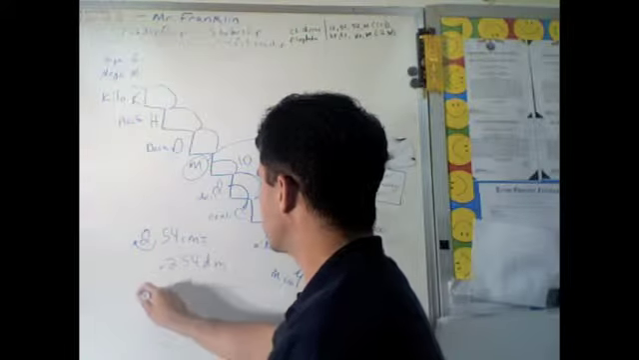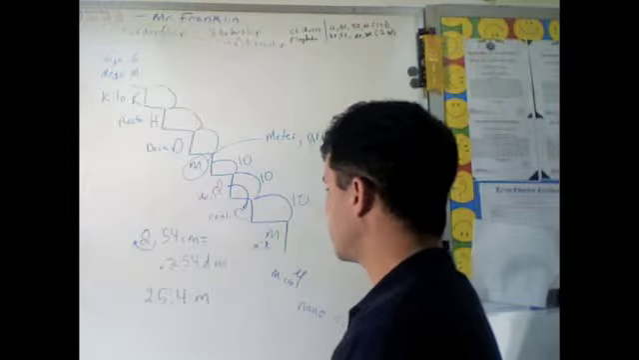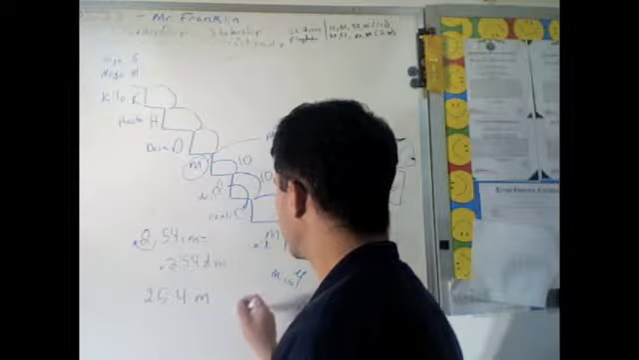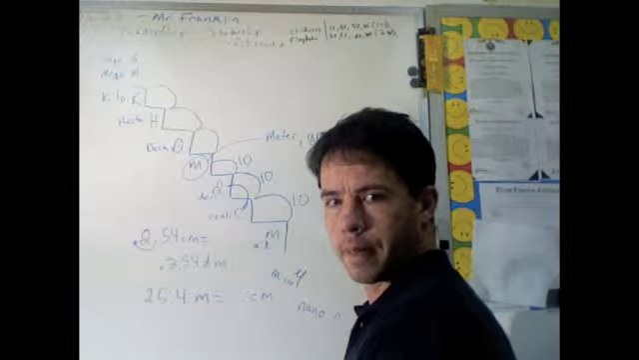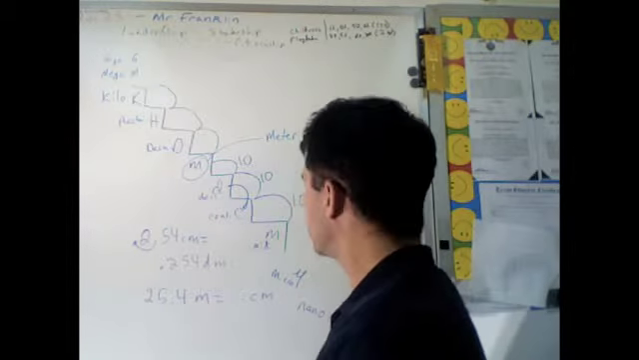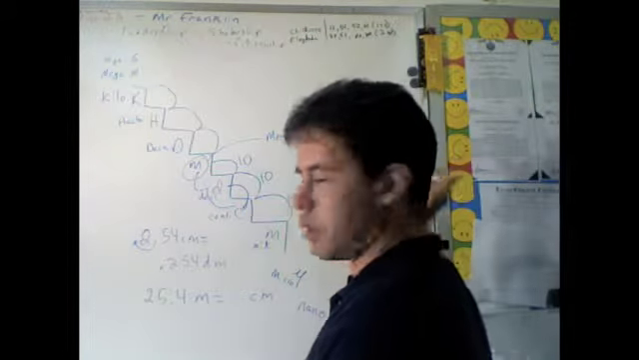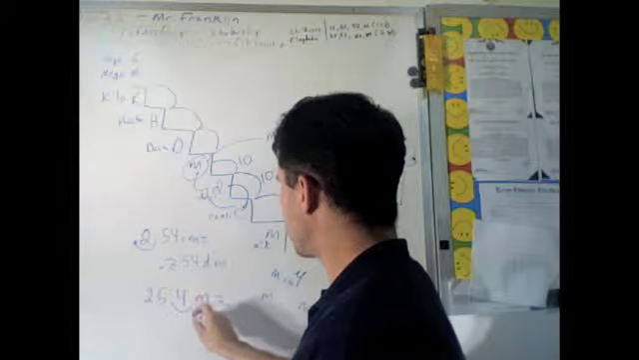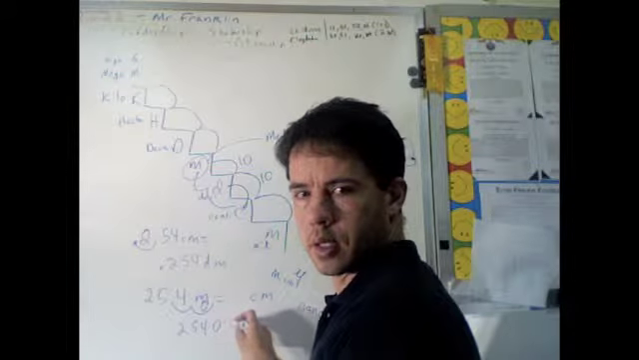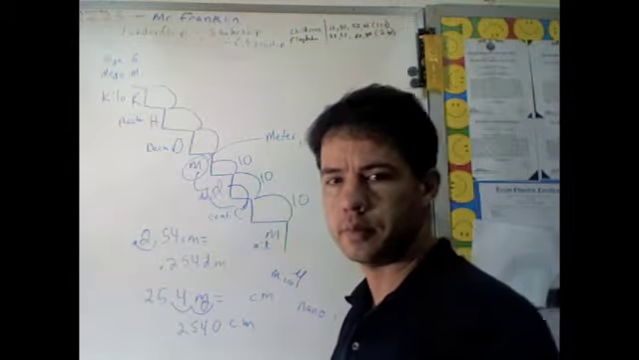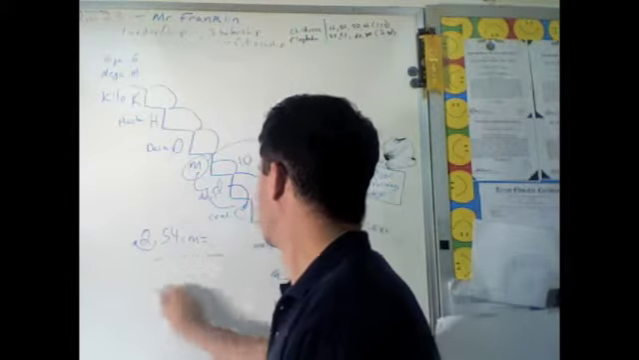Okay, what if it was 25.4 meters, and I want to know how many centimeters that is? Okay, so start at meters. Go to centimeters, 1, 2 places. I'm going to the right, so I'm going to move my decimal to the right 2 places. 1, 2. So 2,540 centimeters is the answer. Okay, I'm going to give you 2 to try in your notes, and I'll check them tomorrow.